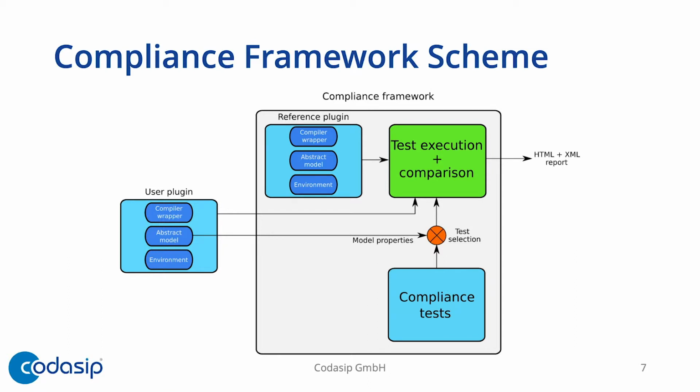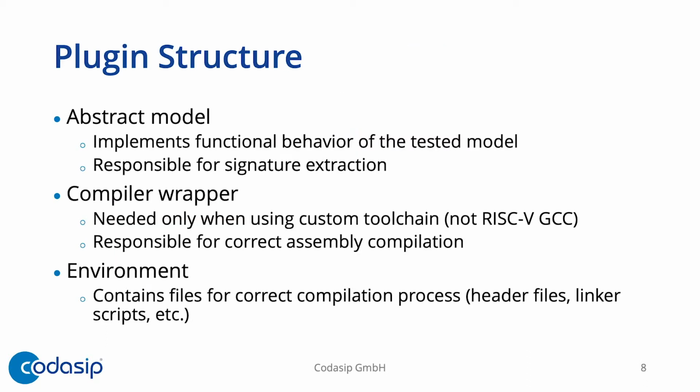After the tests are executed and finished, the framework generates the HTML and XML report. So here's once more the plugin structure. It has three components: abstract model, compiler wrapper, and environment. The abstract model implements the functional behavior of the tested model, and it's also responsible for signature extraction.